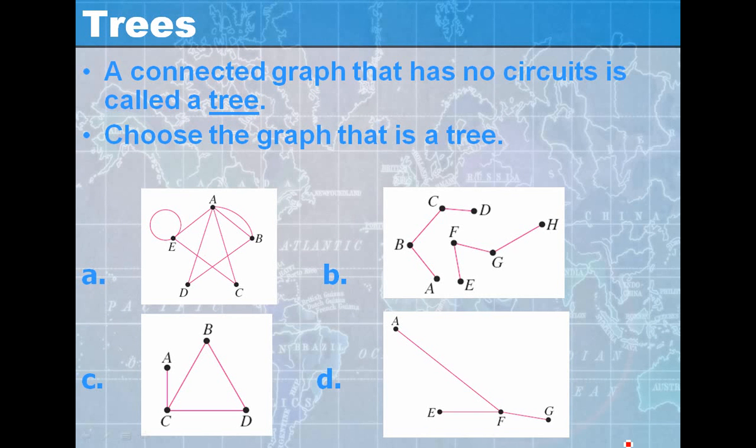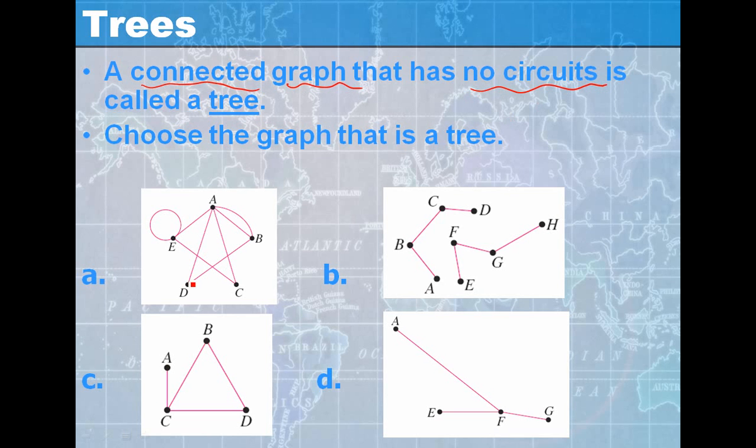Okay, more with section 6.2. We're now looking at trees. Trees have to be a connected graph that has no circuits. So those are the two things that you must have in order to have a tree. So we're going to choose a graph that is a tree.